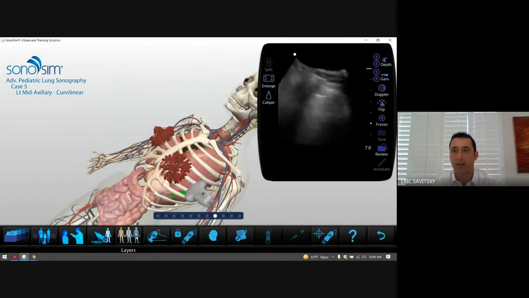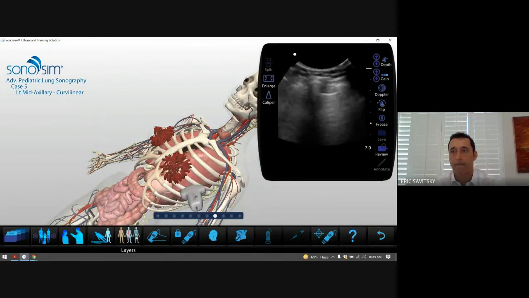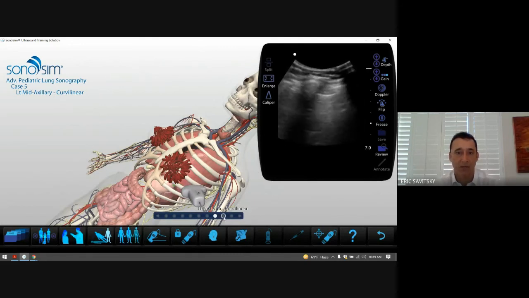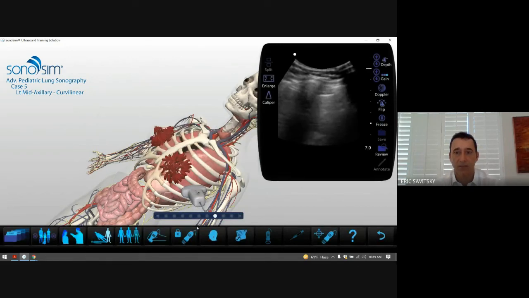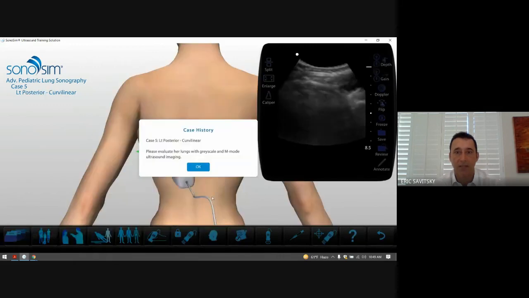And once again, as I look here, I see lung sliding and do not really see much in the way of pathology. So far, I'm not really finding much. And once again, this was a 15-year-old that developed a fever and a cough. So we're just trying to understand why that patient has that.